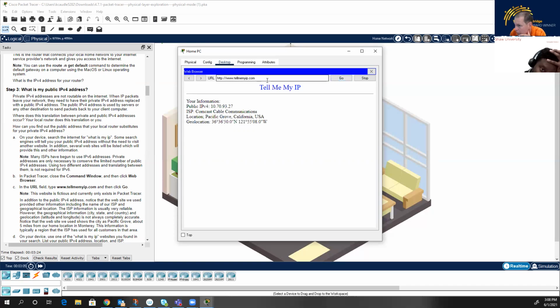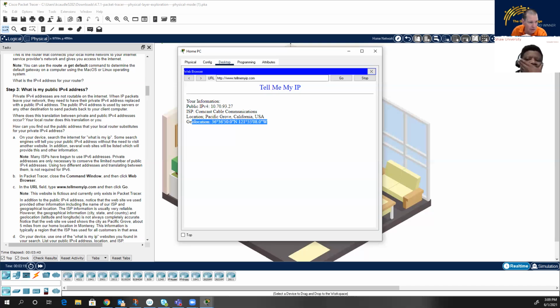Well, it's supposed to. If I put, there it is. So it tells me my public IP is 107.0.93.27, and that is through Comcast cable in Pacific Grove. It also gives me a fake geolocation. So this is trying to show you how you could do this.